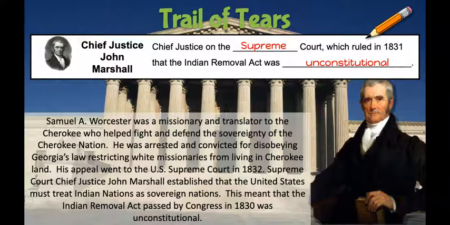So, the official Supreme Court ruling is that the Cherokee have an independent nation, as does all the other Indian nations. Okay, they're all independent. And so the Removal Act was something that was completely unconstitutional. They can't just move these Indian nations.